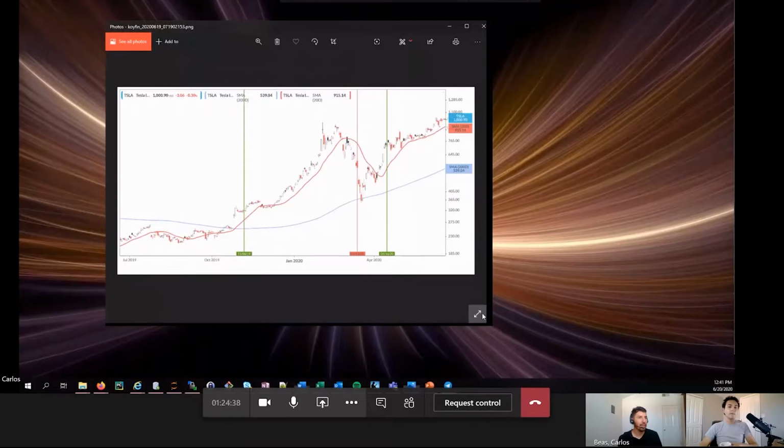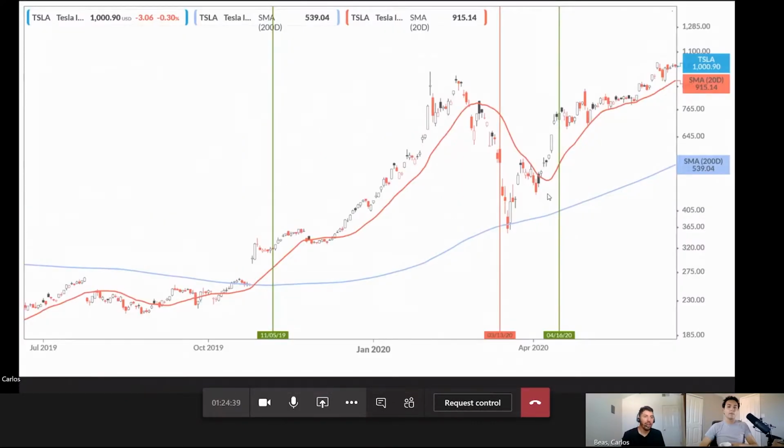Go ahead and share my screen again. So this is the last year's worth of price data for Tesla, and what I did here is, aside from charting the candlestick price data for Tesla from June 19 to yesterday, I also plotted the simple moving average for 20 days and the simple moving average for 200 days.